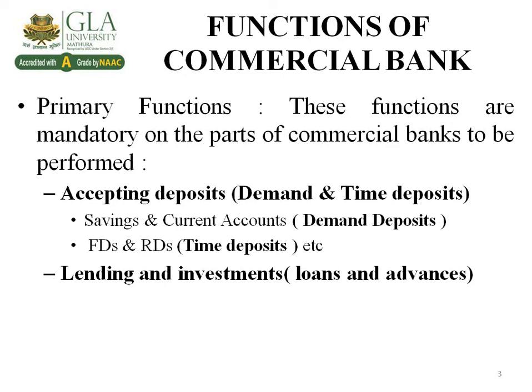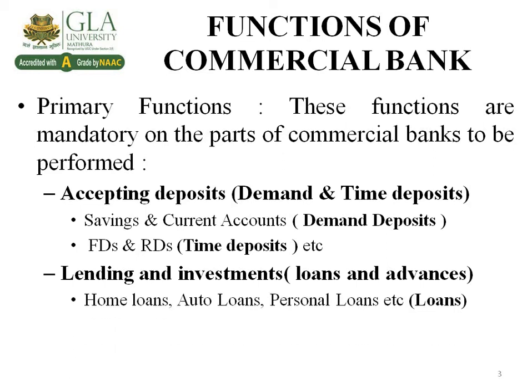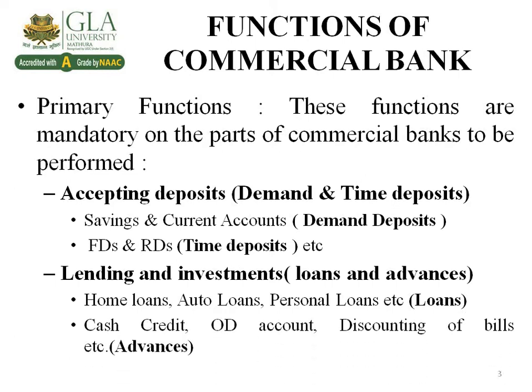The second function in the primary functions is lending and investment. It refers to providing or granting loans and advances to the general public, or the loan seeker. When we talk about loans, we have home loans, auto loans, personal loans, educational loans, consumption loans, etc. And when we talk about advances, facilities or services, we have cash credit, overdraft, and discounting of various types of bills. These cash credit and overdraft form the modes or types of advances.